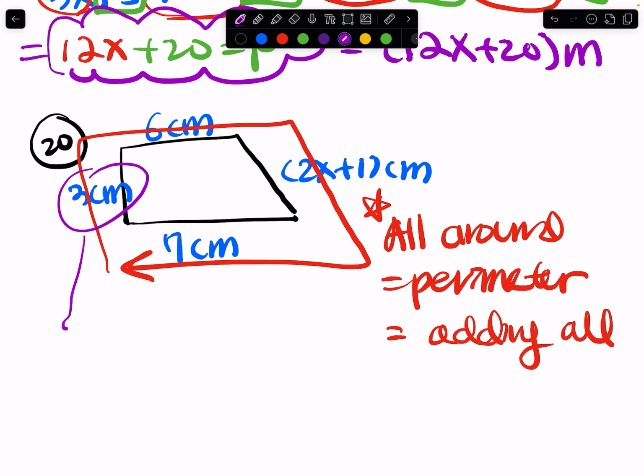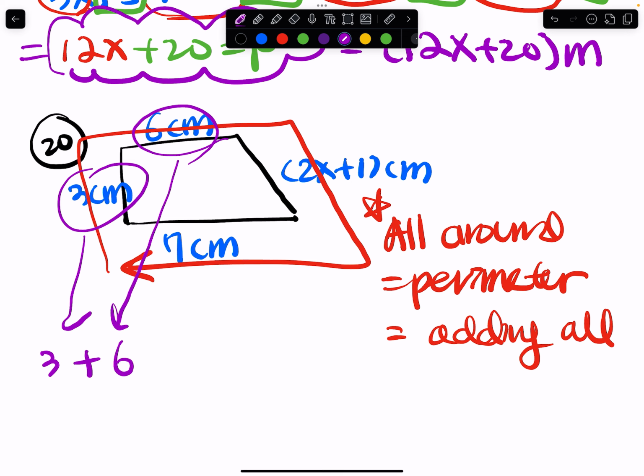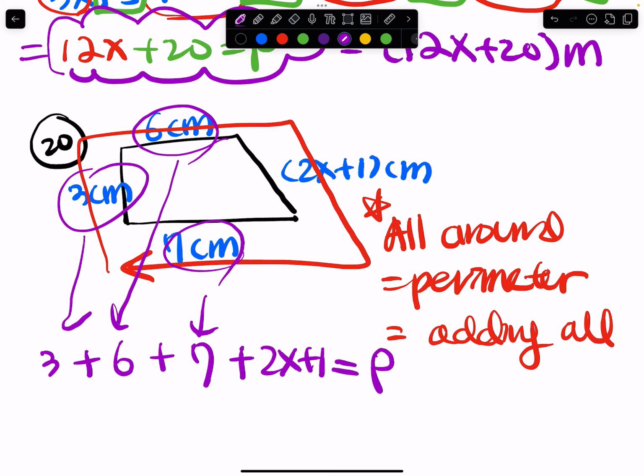Ready? 3 centimeters plus 6 centimeters plus 7 centimeters plus the last one, which is an expression, but that does not bother me. So that's the perimeter, right? The direction says to express the perimeter. We're just going to add them to get a simplified version.